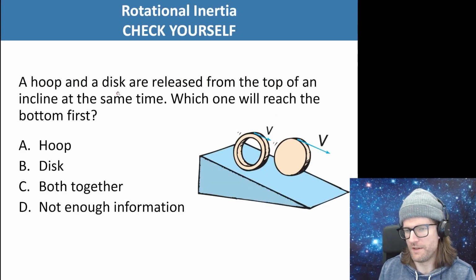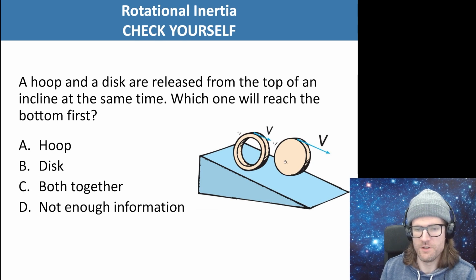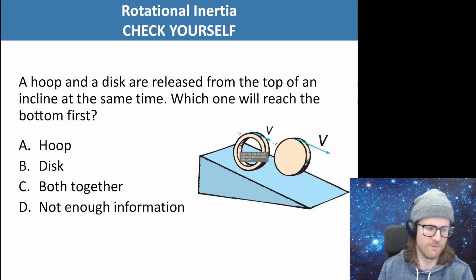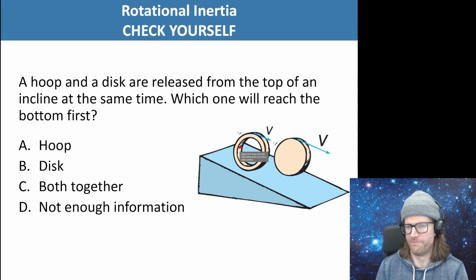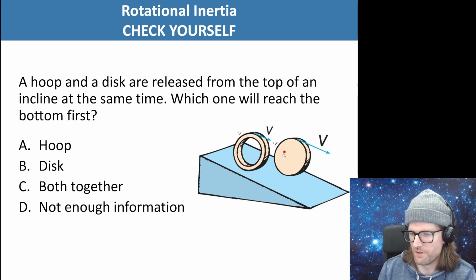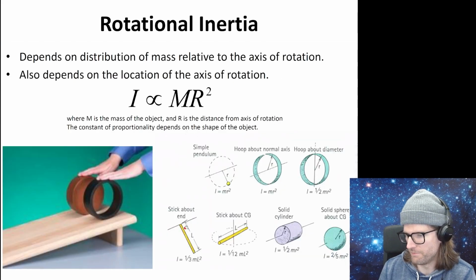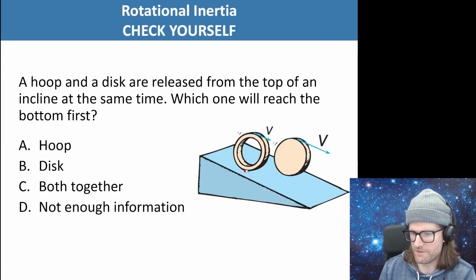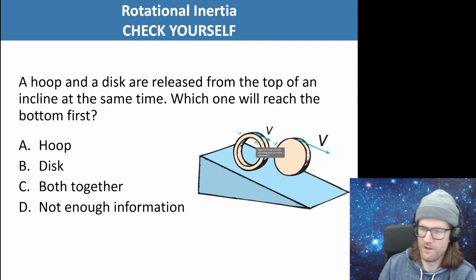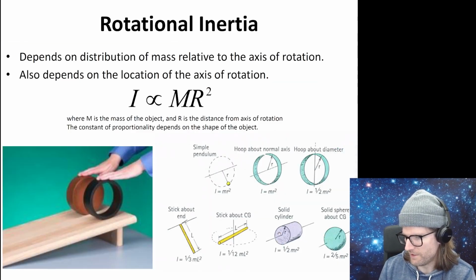Okay, so a hoop and a disc are released from the top of an incline at the same time. Which one will reach the bottom first? Well, the disc is going to have an easier time rotating because of its shape. And the hoop is going to have a more difficult time rotating because all the mass is far away from the rotation center. So that means the disc is going to get there first. Okay, and we get that from either knowing that the mass farther away means higher inertia, or we can look at these formulas. A cylinder is 1/2 mr squared versus mr squared.